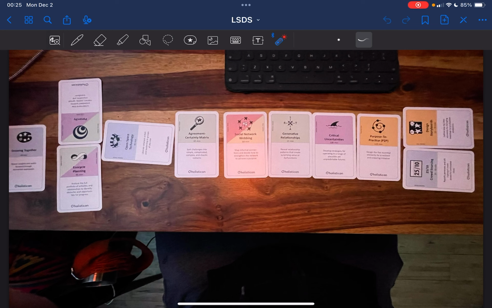Otherwise, you find yourself in the wrong solution set. Social network webbing. I'm a relational nerd. Always going to emphasize pushing and massaging the relational topography and that relational coordination piece. Generative relationships star because it's super simple. It's just so simple, so good, and it also primes us for the 2x2 matrix and critical uncertainties. Purpose to practice, of course, enduring legion. I think it's a little boring, but of course, it's necessary.